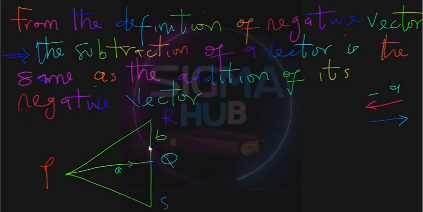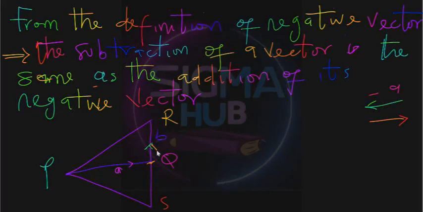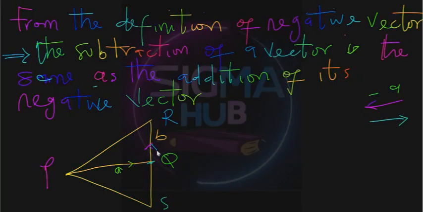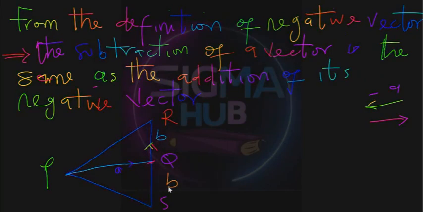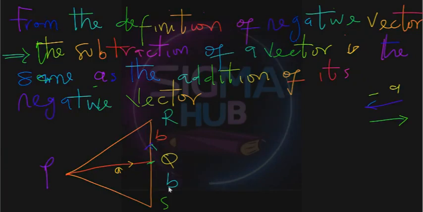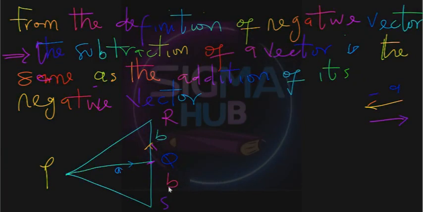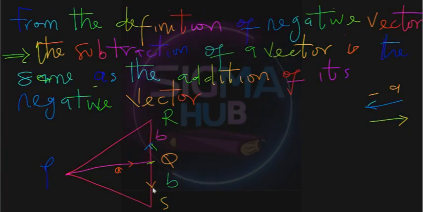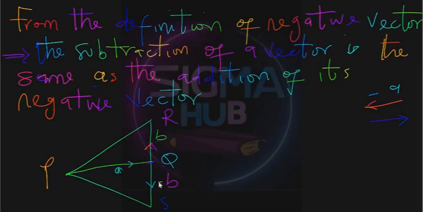So it means it is an upward movement from Q to R. Since QR is the same thing as QS, it means they are both going to have the same value of B. But one thing that separates them is that we are moving this time from Q down to S, which is in the opposite direction. So automatically, QS is definitely going to be negative B.